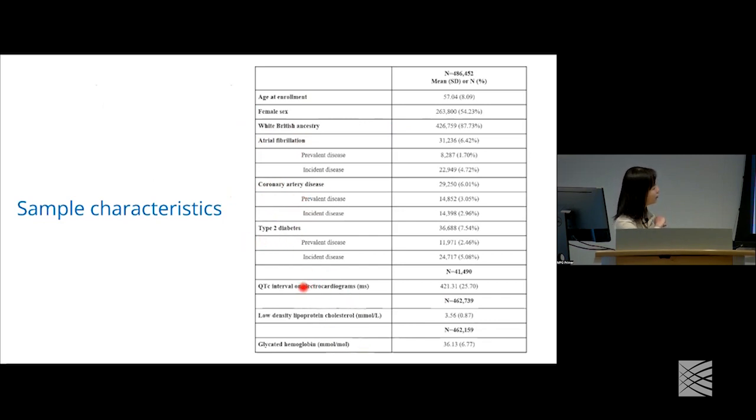The quantitative traits include QT interval on ECG, which is a parameter measuring the time of ventricular contraction and relaxation, and is highly related to atrial fibrillation. We are also interested in low density lipoprotein cholesterol levels, which is a parameter highly related to CAD. And then also HbA1c level, which is a parameter measuring the blood sugar control ability over the last 3 months, so it is highly related to type 2 diabetes.